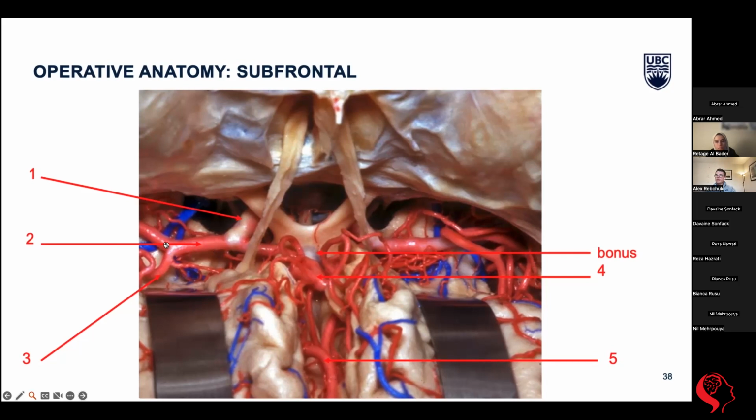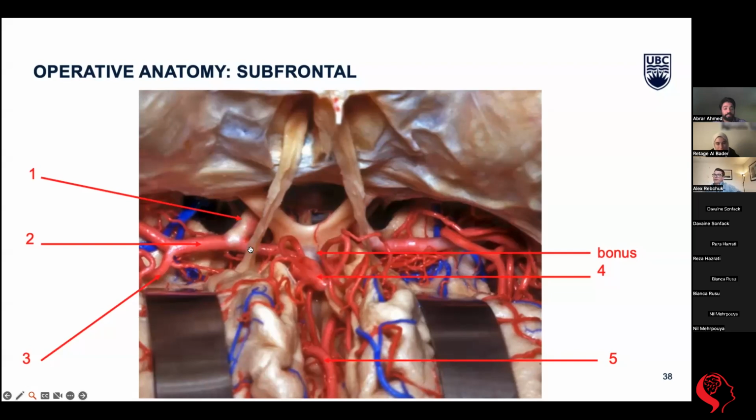Is that the carotid artery? Yeah, right, totally nice. There's the carotid. So what's number 2 then? Would that be the MCA, branching off? Yes, it is. And 3. Would that be like M2 then? Yeah, totally. And then 4. Now I'm getting a bit lost, to be honest.